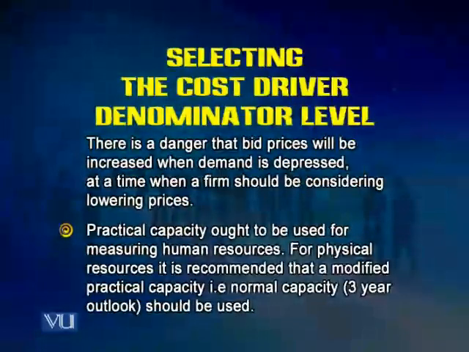Practical capacity ought to be used for measuring human resources. For physical resources, it is recommended that a modified practical capacity, i.e. normal capacity with a 3-year outlook, should be used. So therefore we are saying that there is a modification that can be done, and we can use a 3-year outlook on practical capacity and use that as a basis for cost driver calculation and not the budgeted quantities.